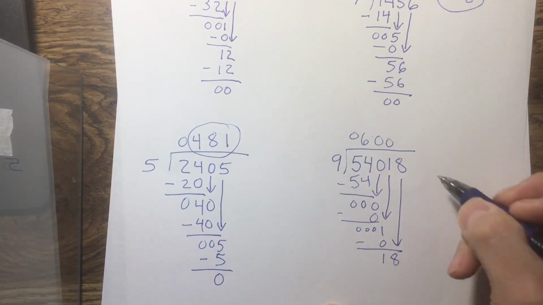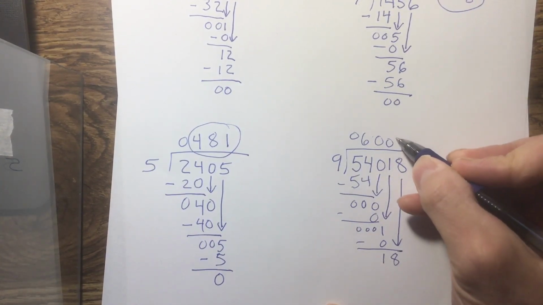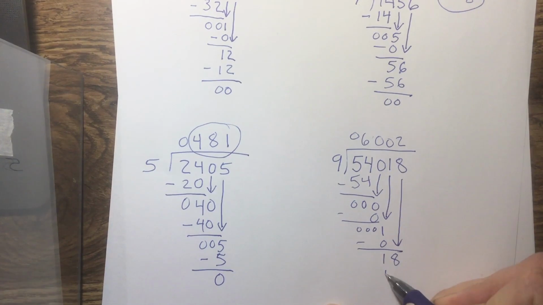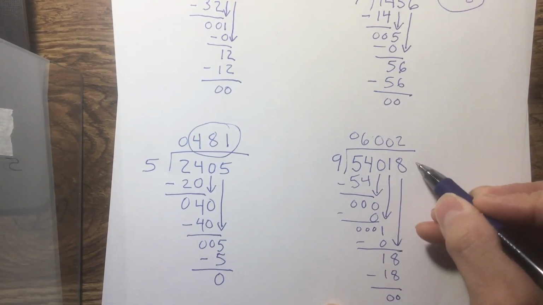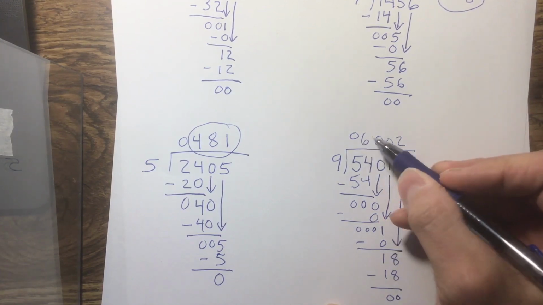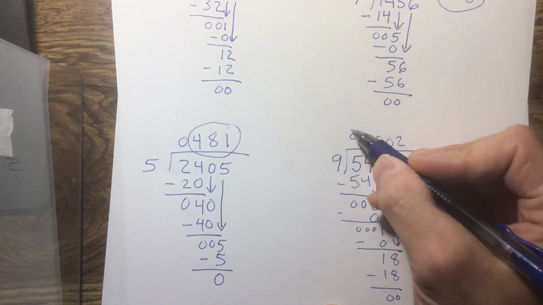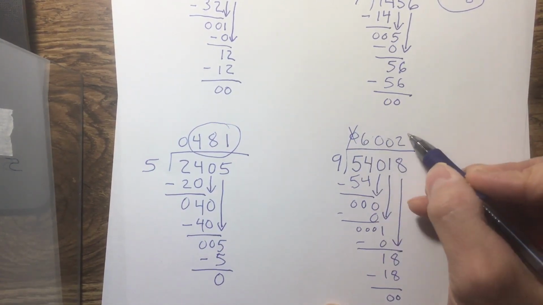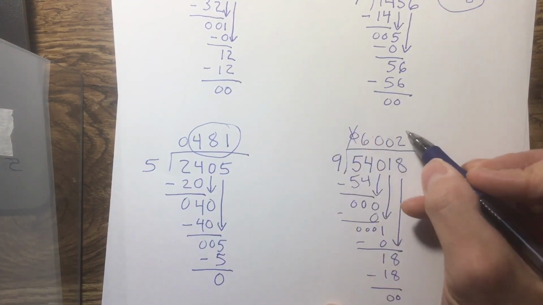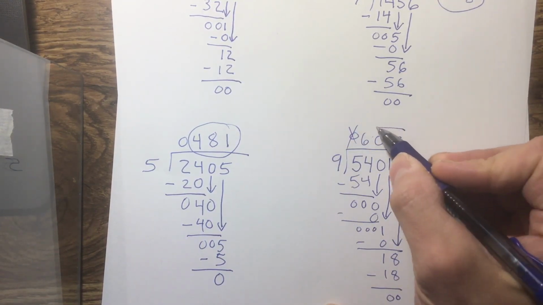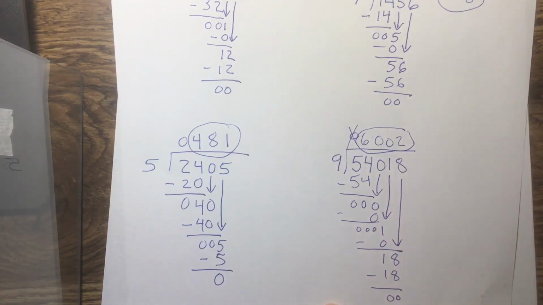18. 9 into 18. I look at my chart. It divides into there 2 times. 9 times 2 is 18. I subtract. And then I check. Oh, there's no other numbers to bring down. I am done. And again, when you look at this one, keep in mind that 0 means nothing. Okay, this one out here, because it's on the left side of the number, there's no decimal, doesn't mean anything. My final answer is 6,002.